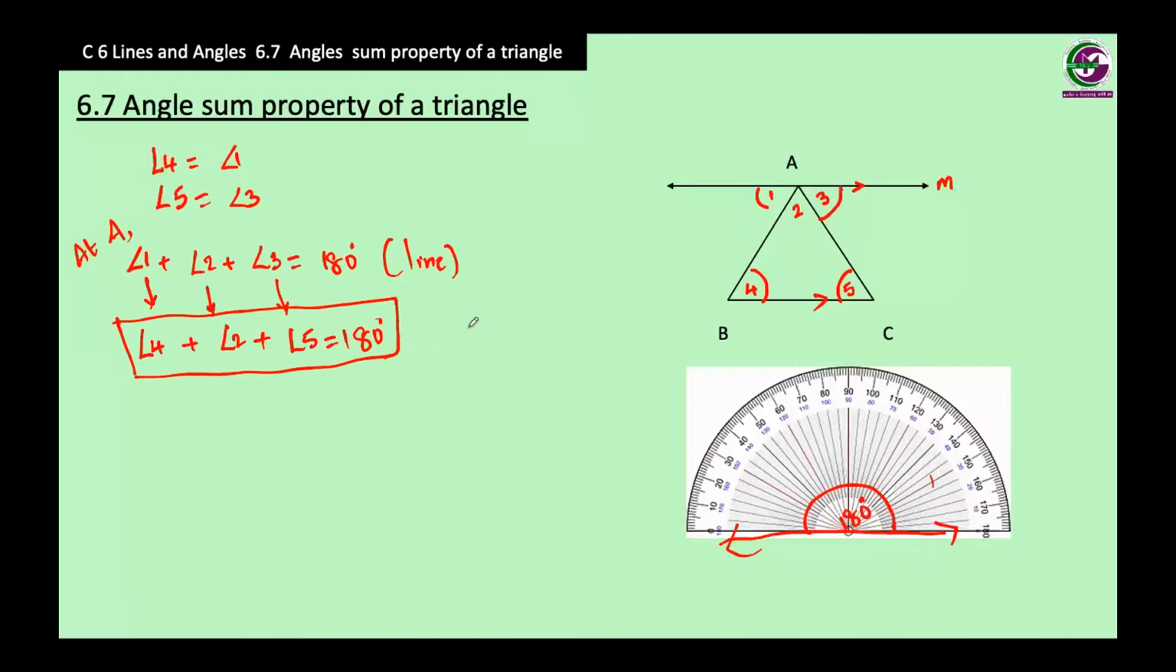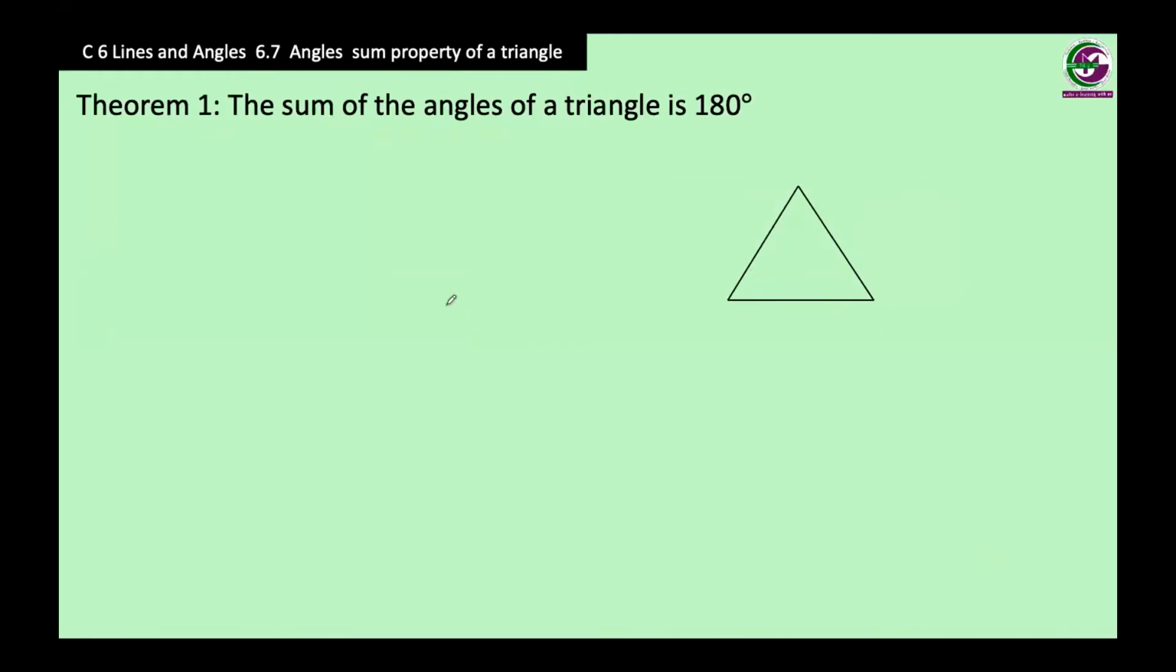So let us see the theorem. The theorem says that the sum of the angles of a triangle is 180 degrees. So that's a theorem that we just proved now. Based on this theorem, if you are asked to find the value of x, if one of the angles is 50 degrees and the other angle is 70 degrees, how do you find the value of x? There is no other extra information given to you.